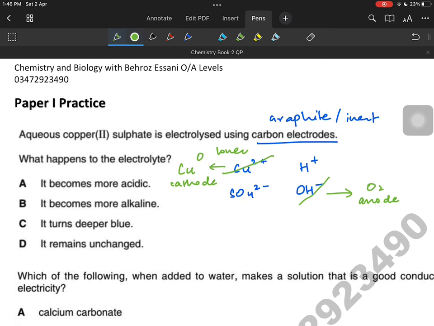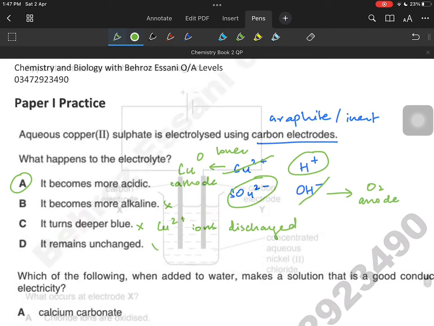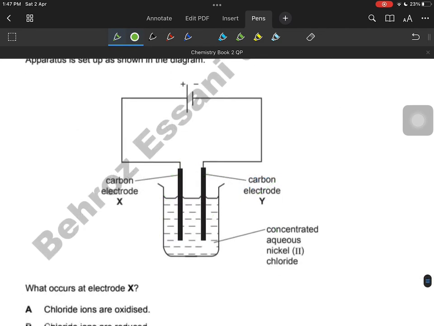What happens to the electrolyte? The H plus and the sulfate ions remain in the solution. Since H plus ions cause acidity, the answer is going to be A. It can't be B because it's not becoming alkaline. The copper ions are not increasing in concentration, they're actually discharging. So that's why not C as well.